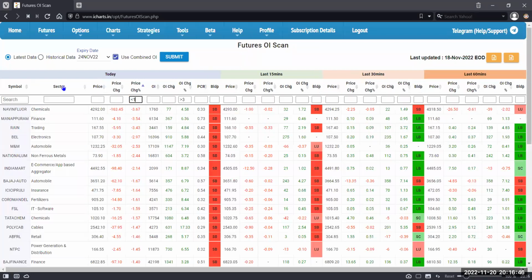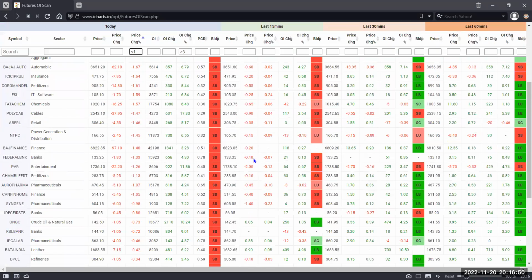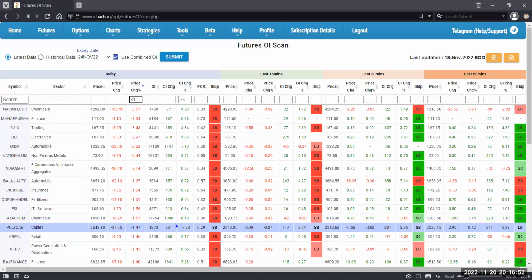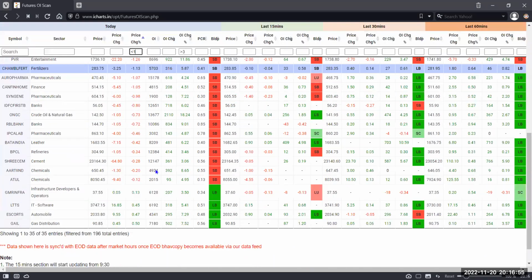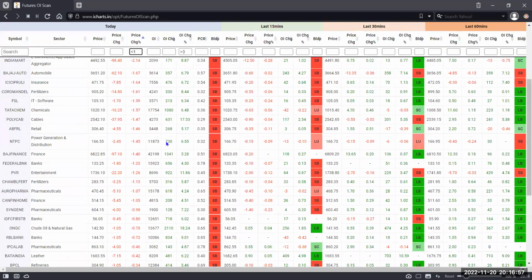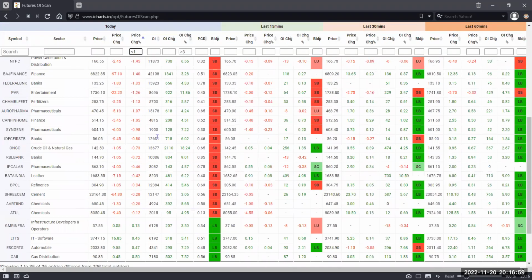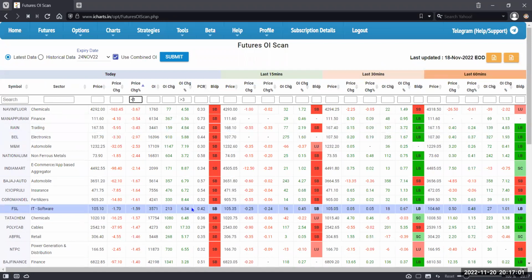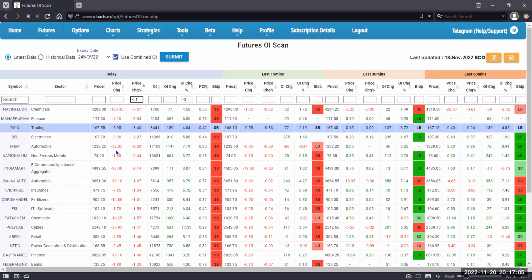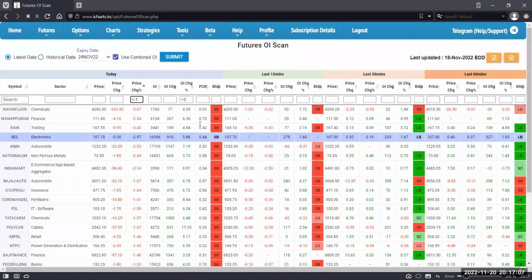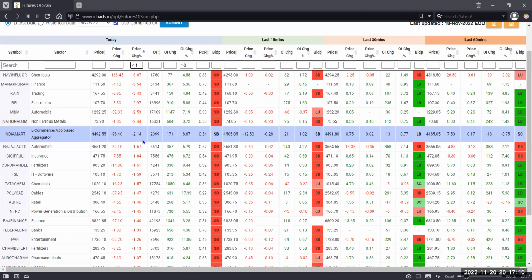So let me check this. And this is the short buildup. So market was negative on Friday. So this list is something that is longer. So just a minute, let me check. This is less than -1. So market was obviously negative on Friday.